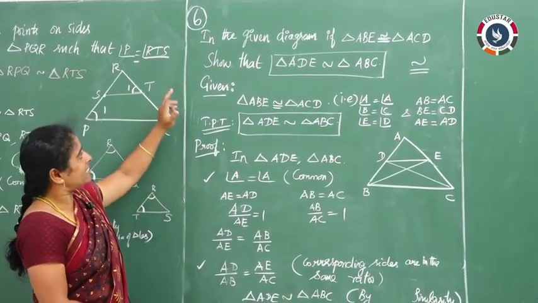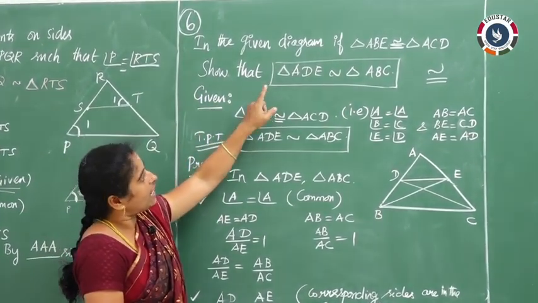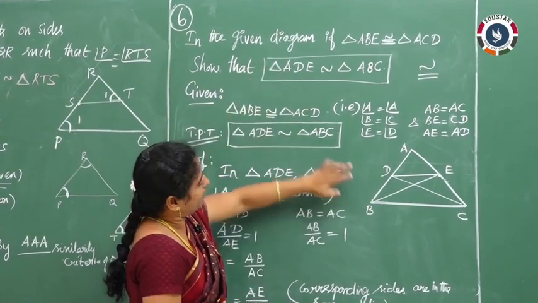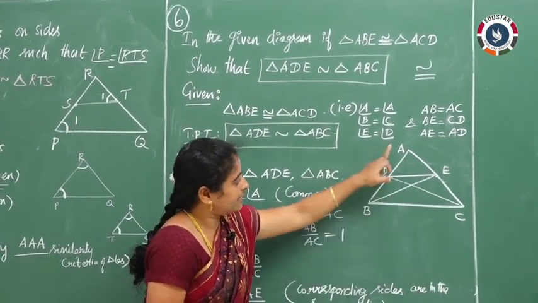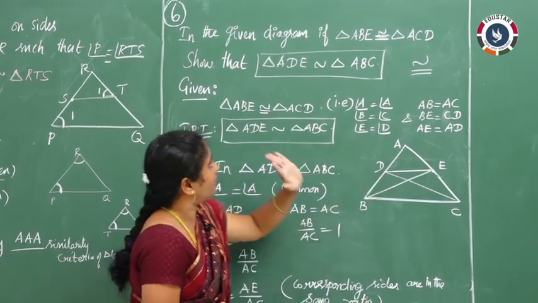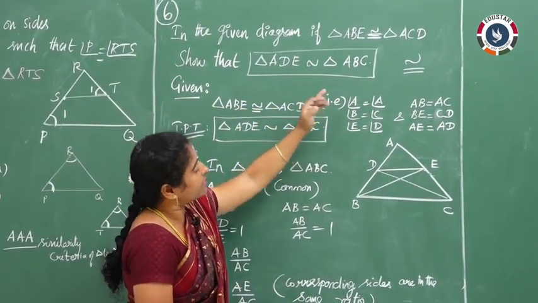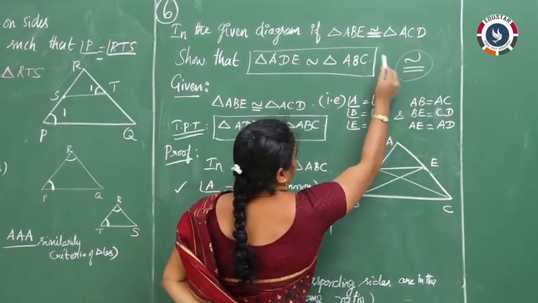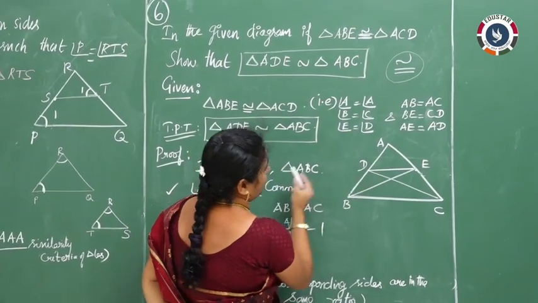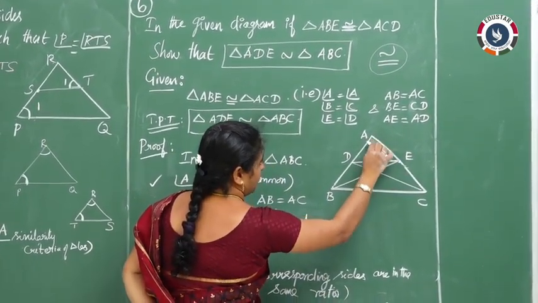Okay. In the given, that is question number 6. In the given diagram, look at the diagram here. A, B, C. A, D, E. And in the given diagram, triangle ABE is congruent to, what is the congruent symbol, it is congruent to triangle ACD. So which one is ABE? ABE means this is the triangle.